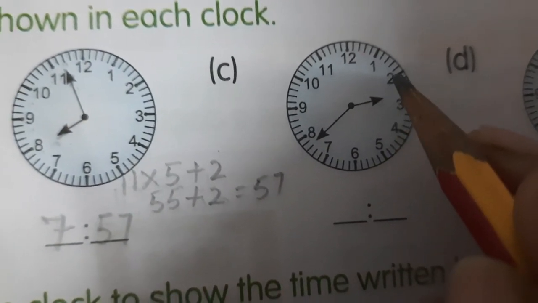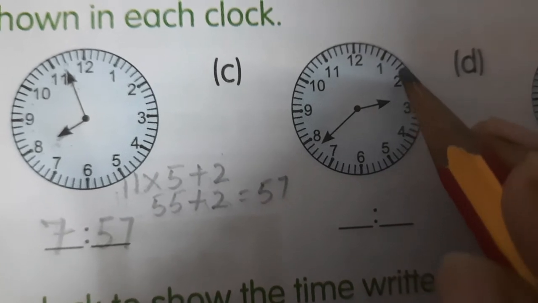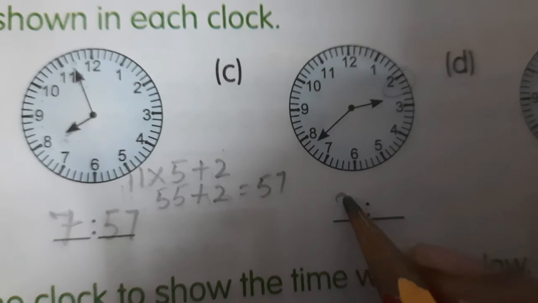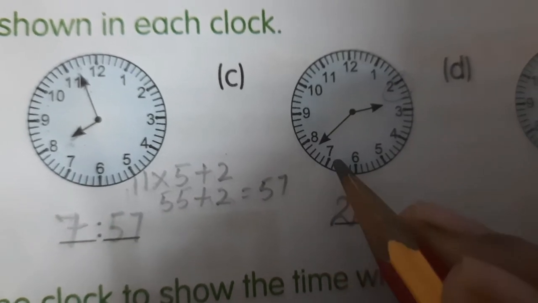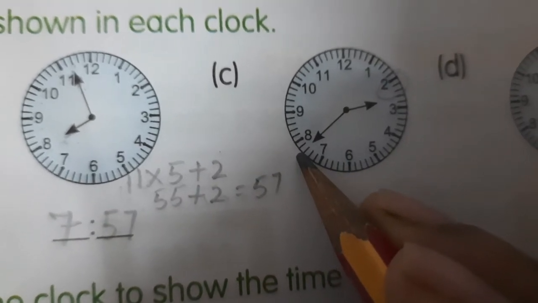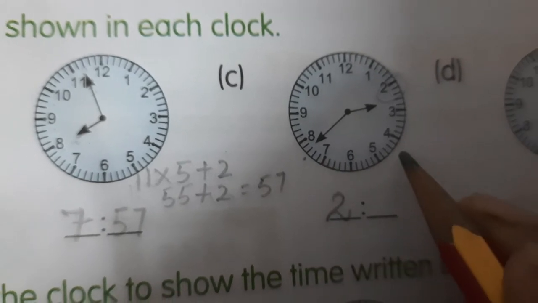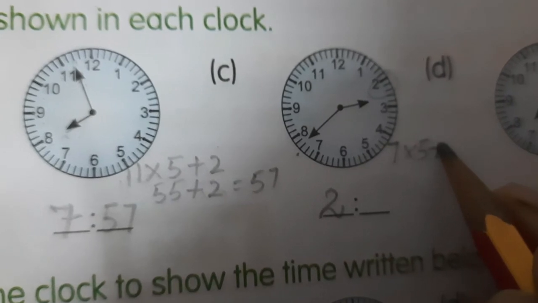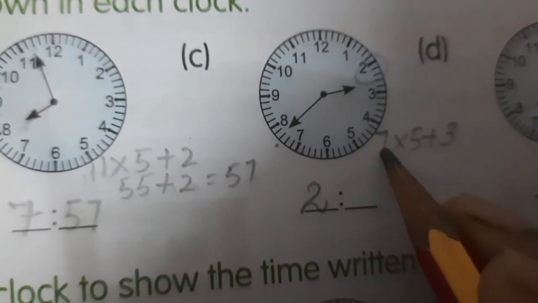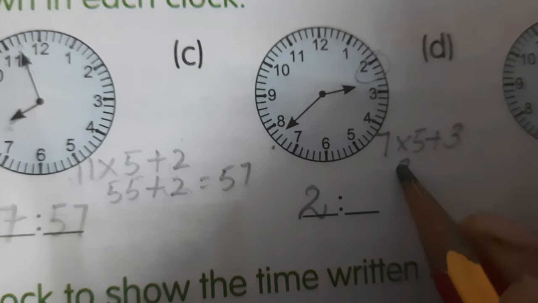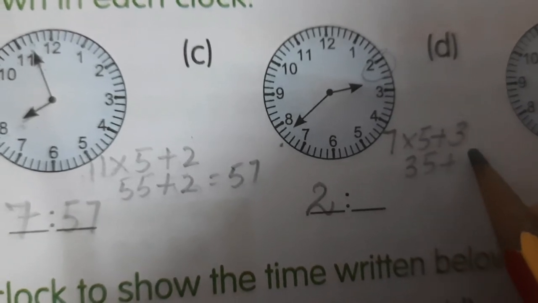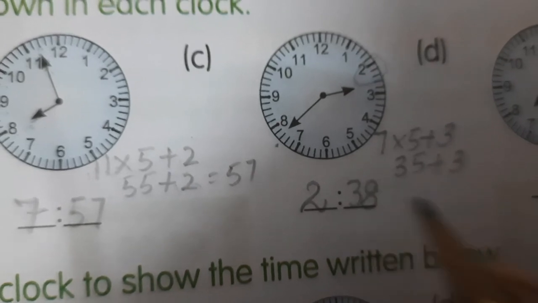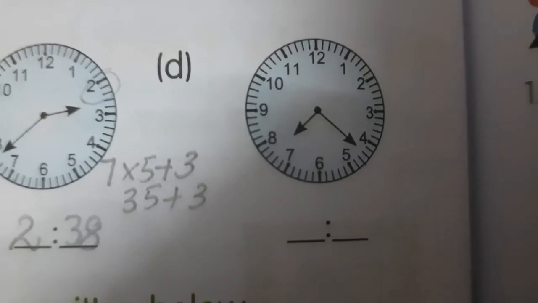Now come to C part. In this, the hour hand is between 2 and 3, so you will write the hour time as 2. The minute hand is at the third mark after 7, which means you will multiply 7 by 5 and add 3 to it. Clear? 7 fives are 35 plus 3 is 38. So the time will be 2:38.